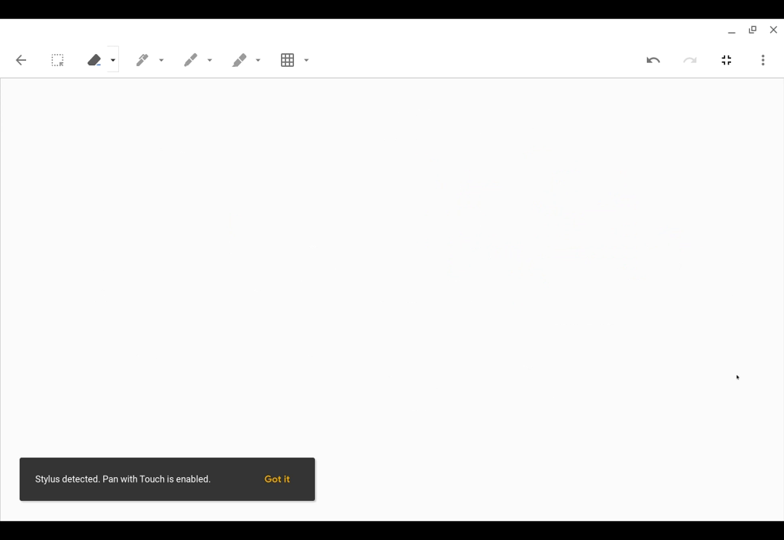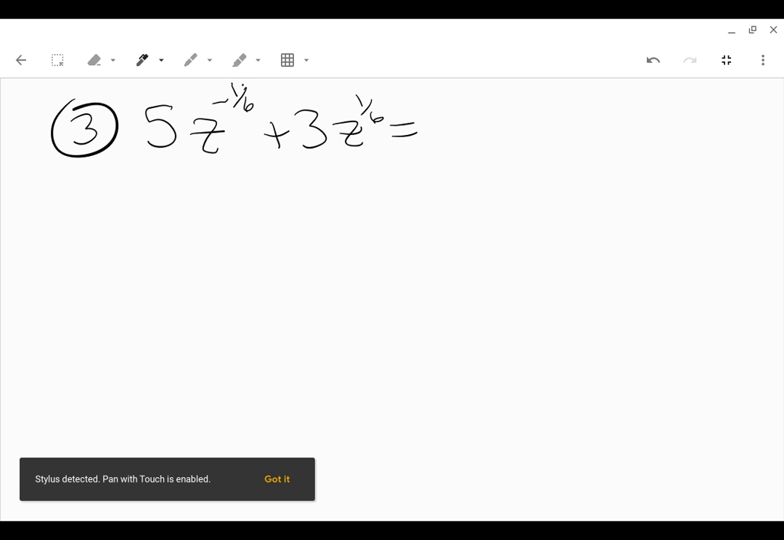Let's take something even more complicated. Let's say we have fractions in the exponent. So say you have 5z to the negative 1/6 plus 3z to the positive 1/6. And we want to factor that. So start by factoring out the lower exponent. So you have to ask yourself, all right, what's the lower power out of negative 1/6 and positive 1/6? So the lower exponent will be negative 1/6.